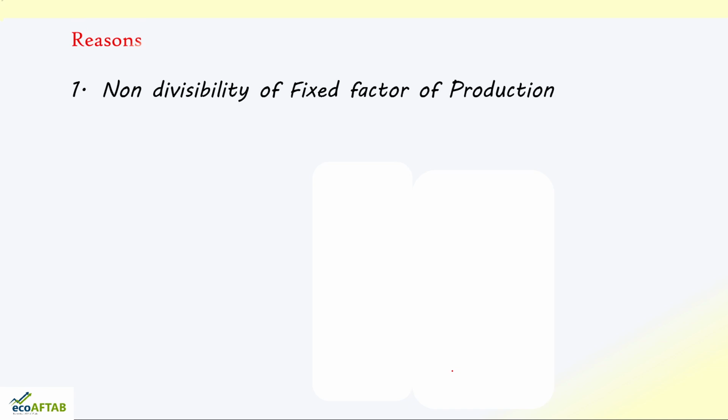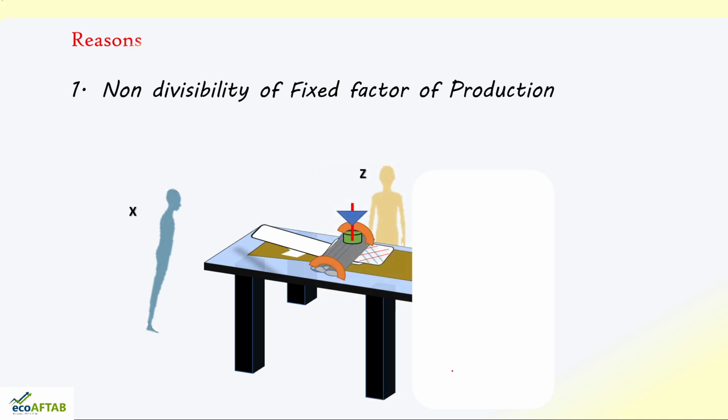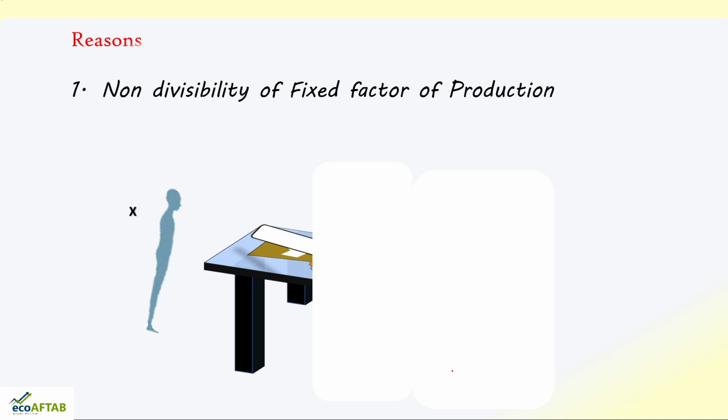The first reason is non-divisibility of factors of production. What does it mean? Suppose there is a printing machine on which a maximum of 3 people can work. Can I say that if I am employing one person, let him work on 1/3 of the machine and the other 1/3 not be used? We cannot say that. If I employ a second person, the remaining part, and if I employ the third laborer, then the complete machine will be used. So, this division of the fixed factor of production is impossible.